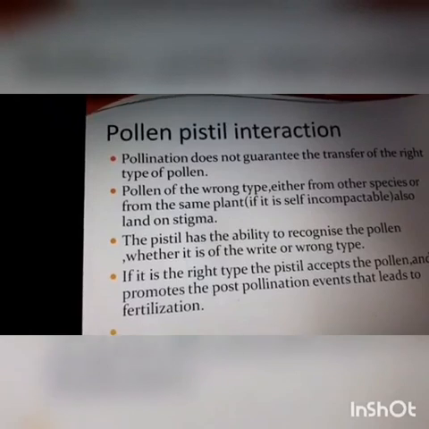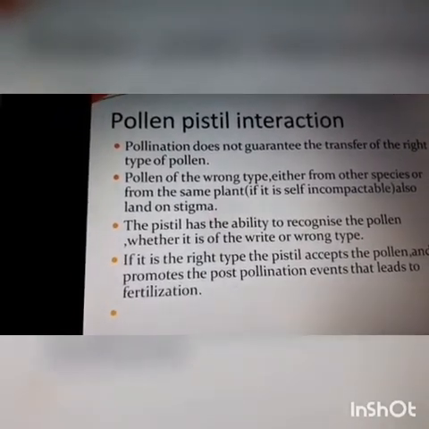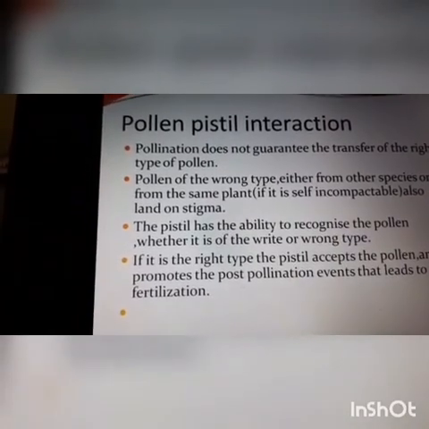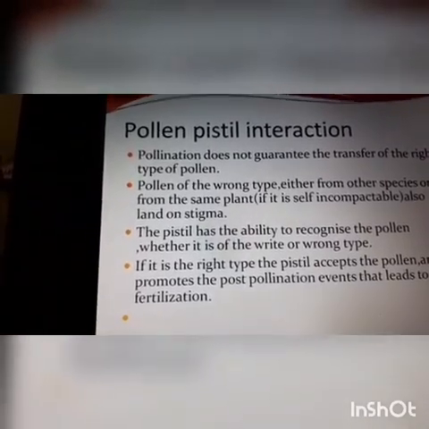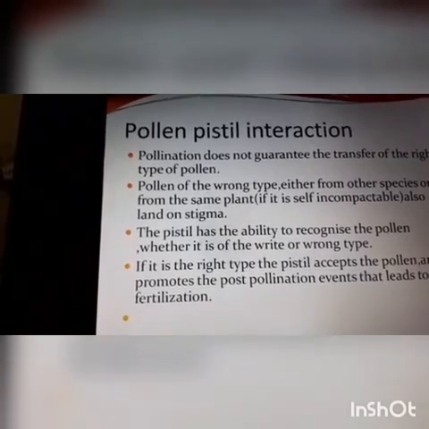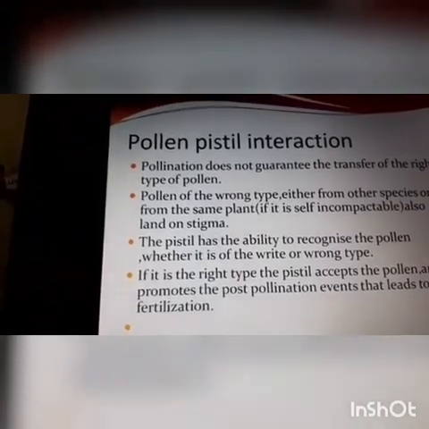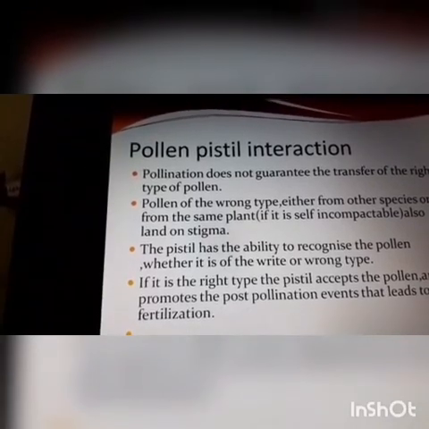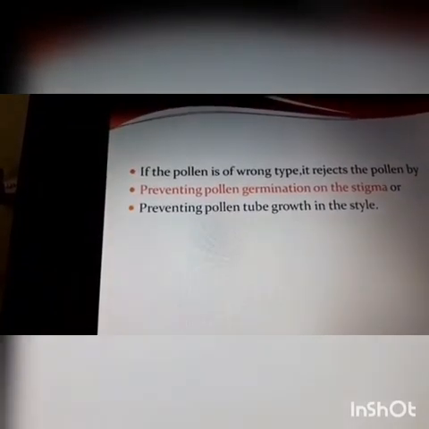Next, we are moving to a new topic, that is pollen pistil interaction. We know that pollination does not guarantee the transfer of the right type of pollen, right? Pollen of the wrong type, either from other species or from the same plant, if it is self-incompatible, can also land on the stigma, isn't it? So the pistil has the ability to recognize the pollen, whether it is of the right or wrong type. If it is the right type, the pistil accepts the pollen and promotes the post-pollination events that lead to fertilization. If the pollen is of the wrong type, it rejects the pollen.